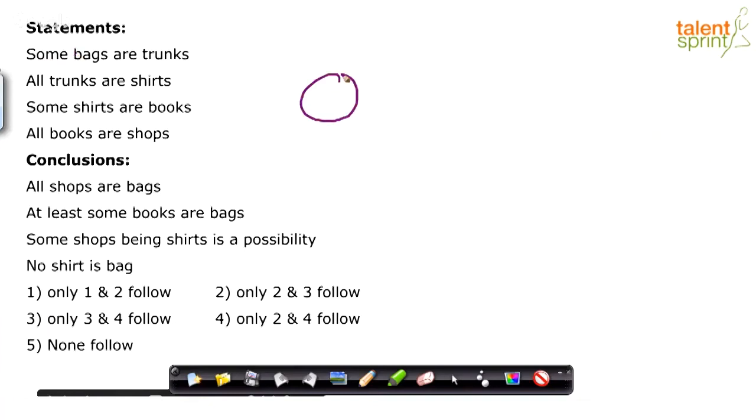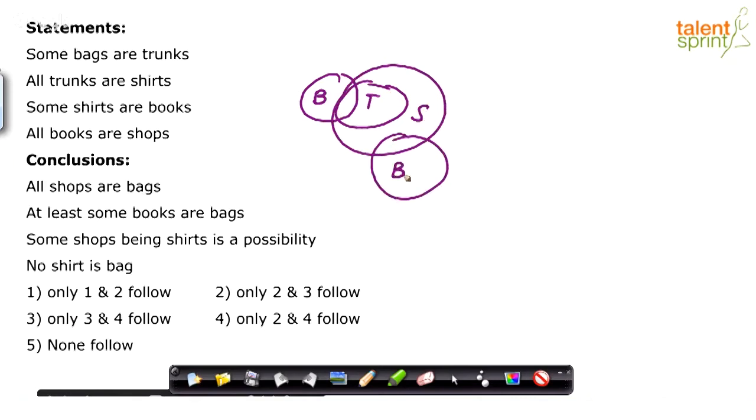Some bags are trunks. All trunks are shirts. Some shirts are books. So let us differentiate, right? Some bags are trunks. All trunks are shirts. Some shirts are books. All books are shops. These are shirts. Okay. So that's the basic diagram, right?